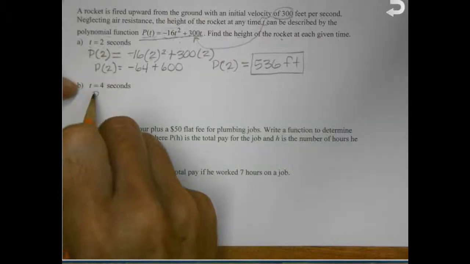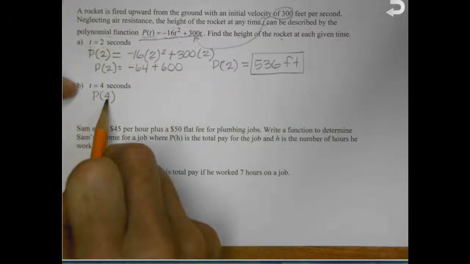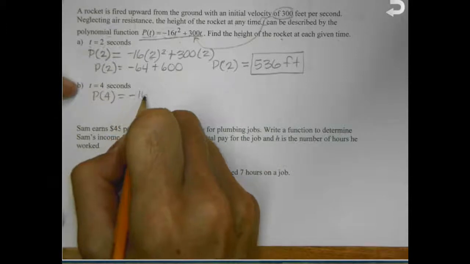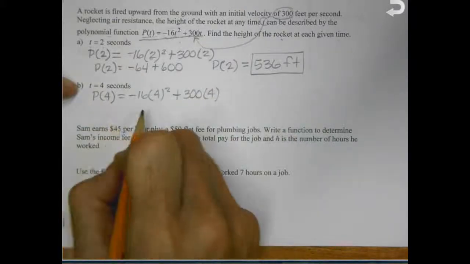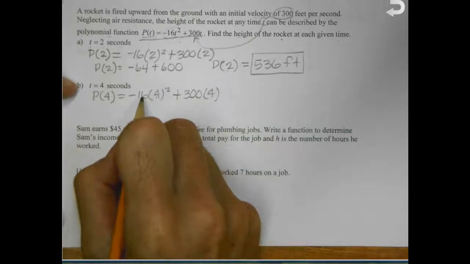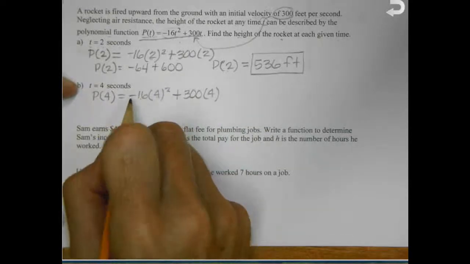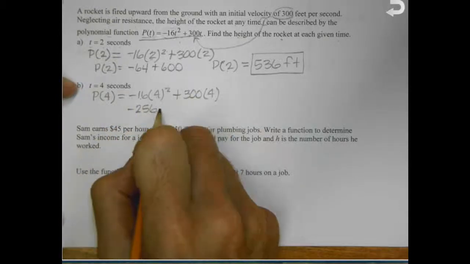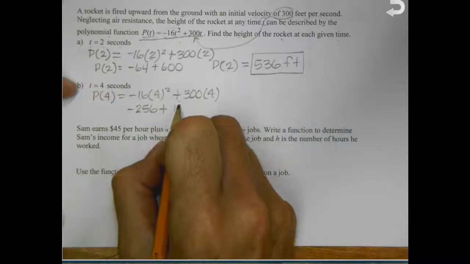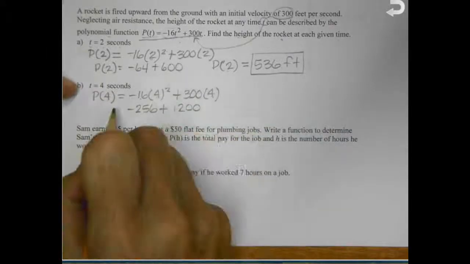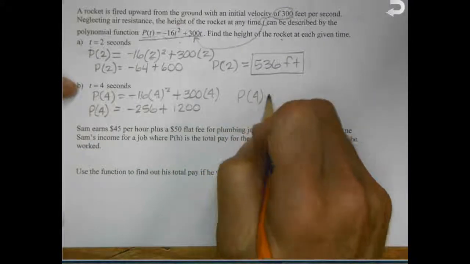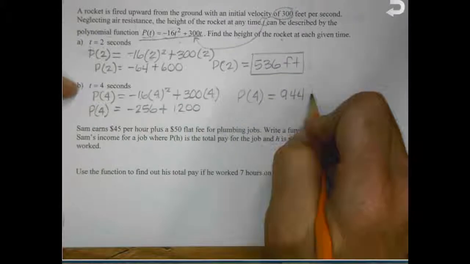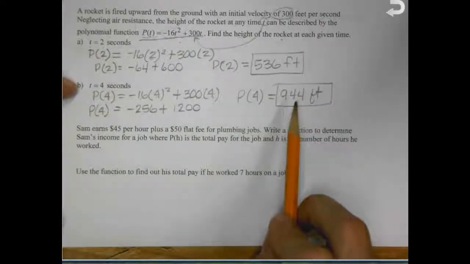Okay, I'm looking for P of 4, my function in terms of 4 seconds, equals negative 16 times 4 squared plus 300 times 4. So 4 squared is 16, and 16 times 16 is 256, and I have a negative, so negative 256, plus 300 times 4, which is 1200. And then that's still P of 4. When I add those two together, I get P of 4 equals 944 feet. So at 4 seconds, my rocket is now at 944 feet.